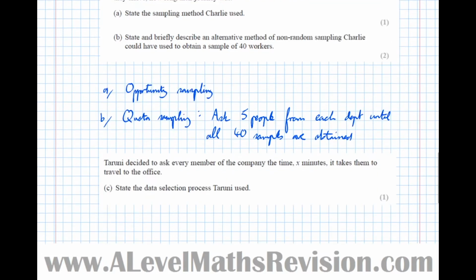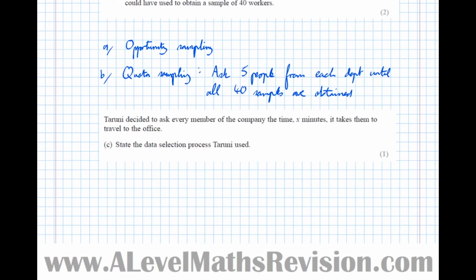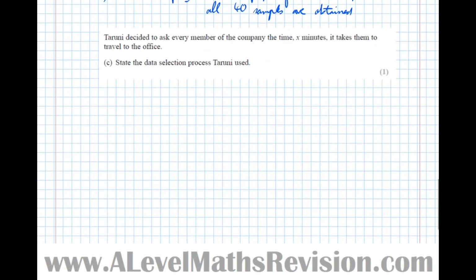So part C, it says Taruni decided to ask every member of the company the time, X minutes, it takes them to travel to the office. State the data selection process that Taruni used. Well, when everybody's asked, it's called a census.